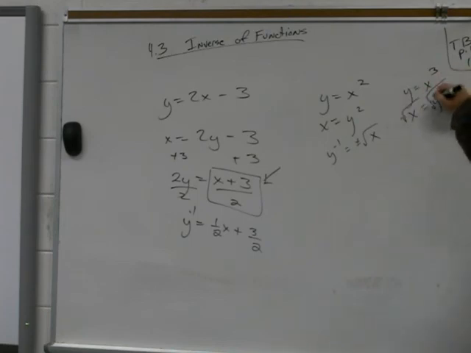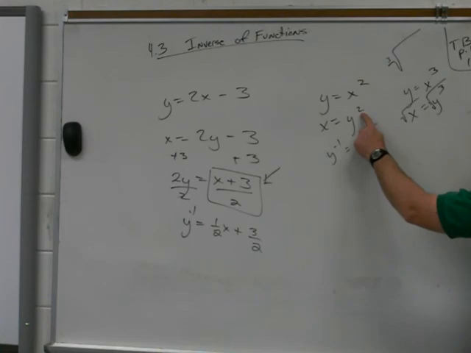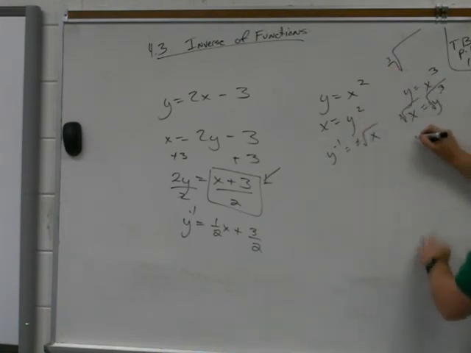You're going to cube root both sides, and when you cube root, it looks just like a square root, except you write a 3 right there. You're doing the cube root. It's kind of the opposite of cubing something. If square root is the opposite of squaring something, then cube root is the opposite of cubing something. So y prime in this case would simply equal what? The cube root of x.